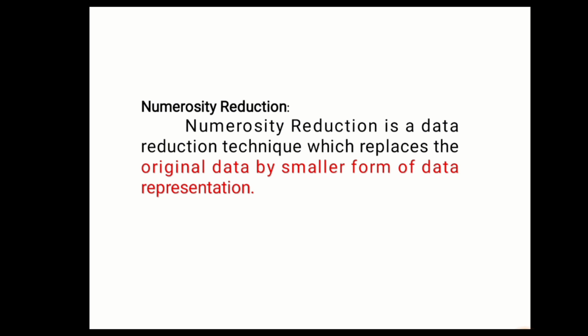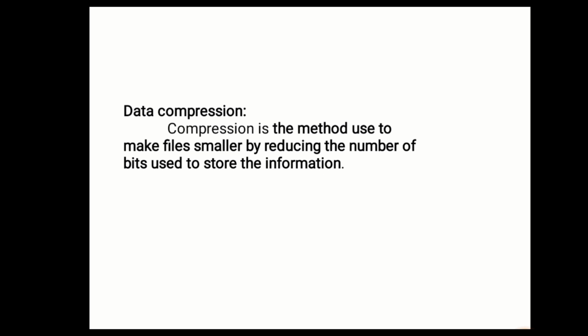Next one, data compression. Compression is the method to make the file smaller by reducing the number of bits used to store the information. The compressed form of data is called data compression. This compression can be lossless or lossy. When there is no loss of information during the compression, it is called lossless compression. A lossy compression reduces information, but it removes only the unnecessary information.